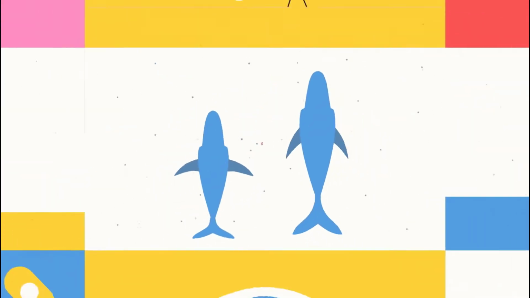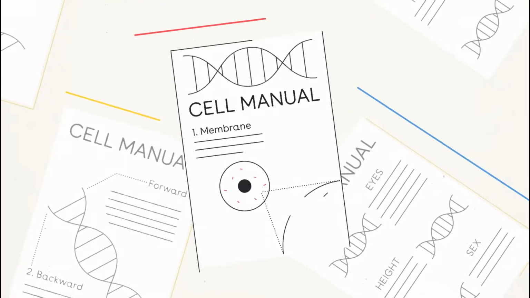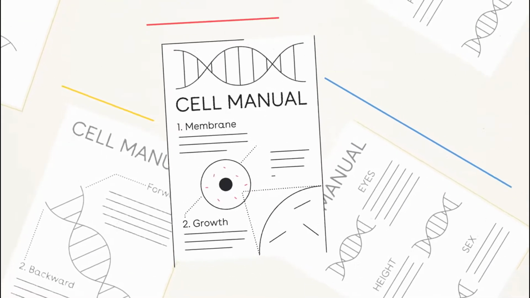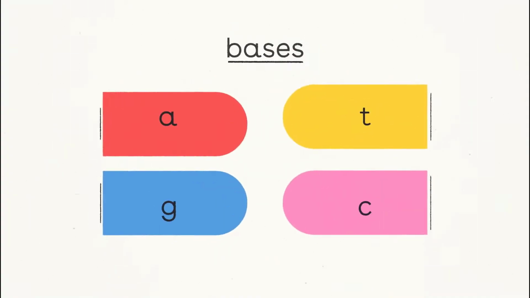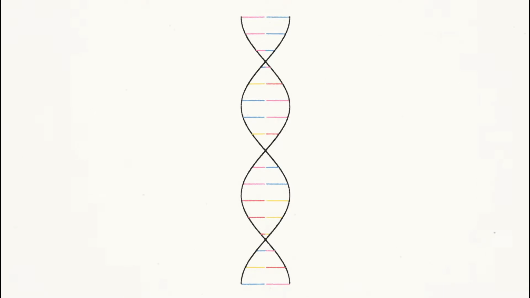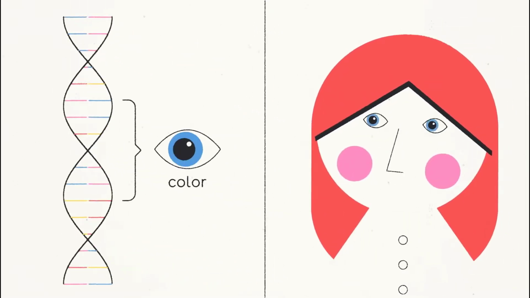From the smallest single-celled organism to the largest creatures on Earth, every living thing is defined by its genes. The DNA contained in our genes acts like an instruction manual for our cells. Four building blocks called bases are strung together in precise sequences, which tell the cell how to behave and form the basis for our every trait.